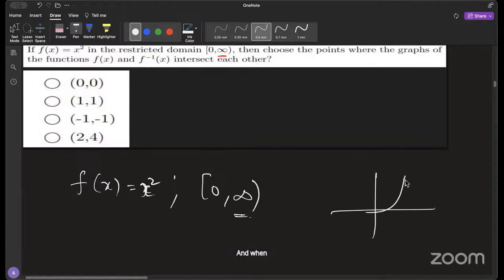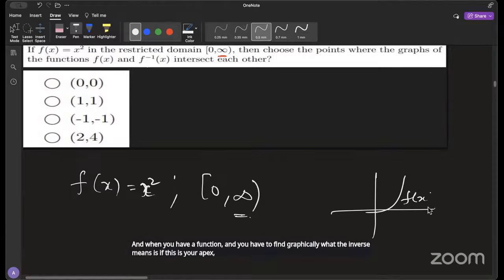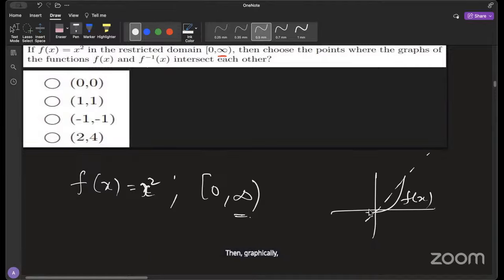And when you have a function and you have to find the inverse graphically, if this is your f(x), then your f inverse of x looks like this. It's inverted about y equals x. This is the line y equals x, and it's inverted about this line. This will be your f inverse of x.